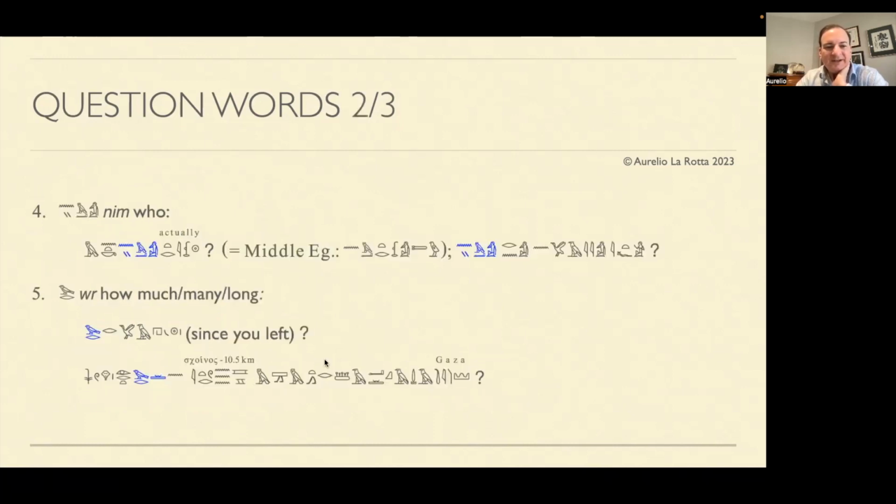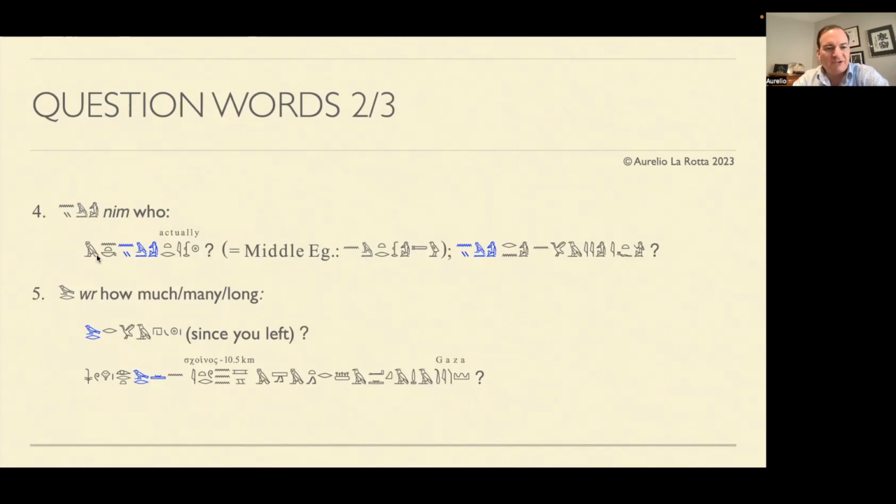All right. This one we had very early on, Nim. I learned from Alan that that's actually apparently a contraction of that question marker, and then the older word for what, so Nim. This is how it's commonly spelled in late Egyptian. There are some variations. It's basically felt to be one word now. Nim meaning who.